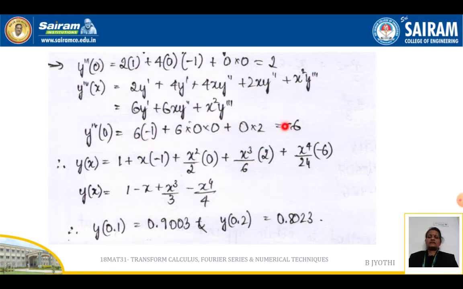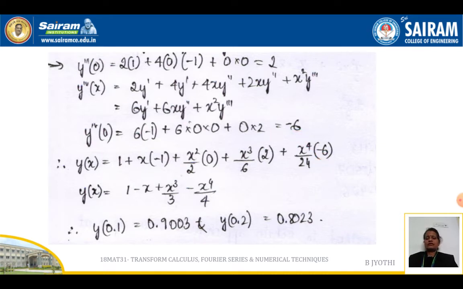Now let us substitute these values in y of x, which gives us 1 plus x into y dash, which is minus 1, plus x square by 2 factorial into 0 plus x cube by 3 factorial, which is 6, into y triple dash of 0, which was 2, and x power 4 by 4 factorial, which is 24, into y4 of 0, which is minus 6, as we have computed.